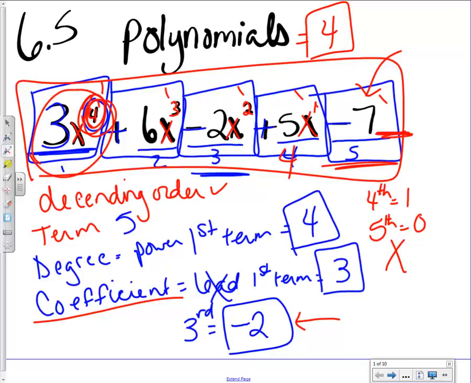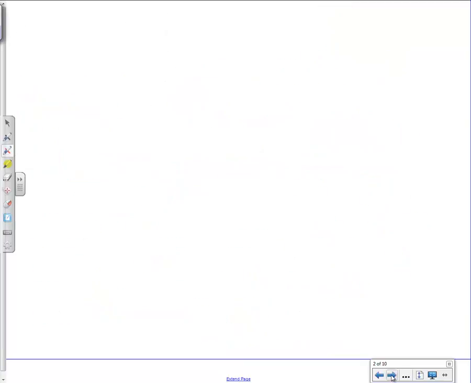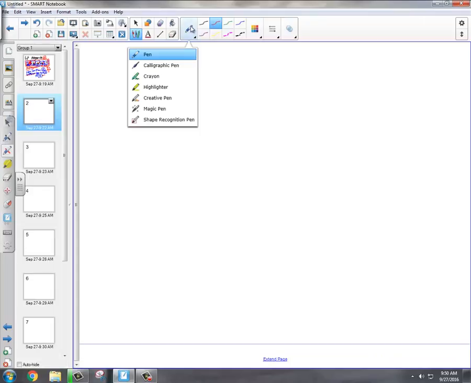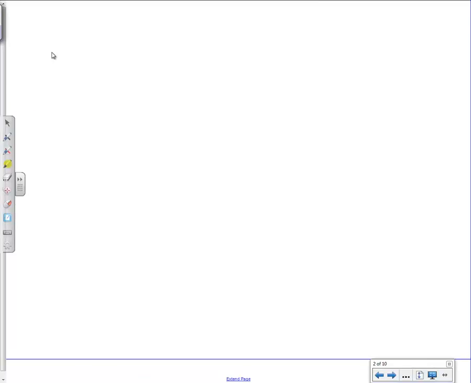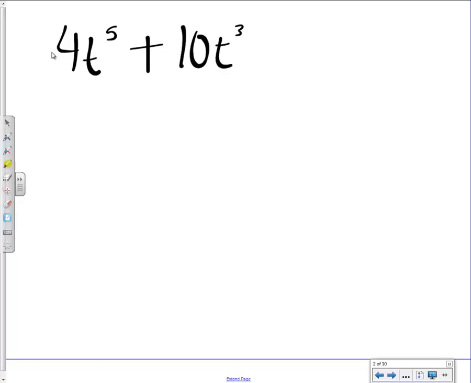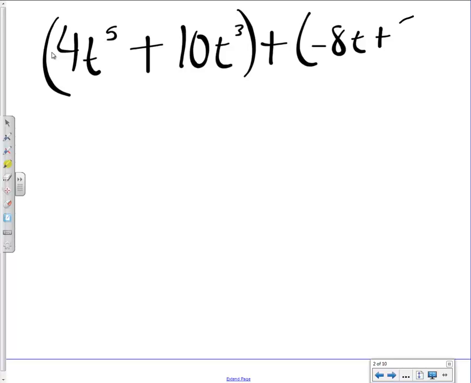All right. Let's move on to another idea. And now we're going to start talking about how we add and subtract polynomials. So let me give you a problem. That's a T. I try to swoop my T's so they don't look like a plus sign. All right, so here's our problem.